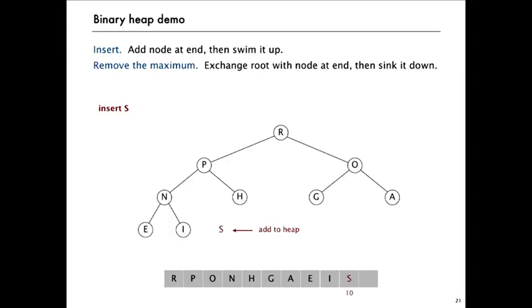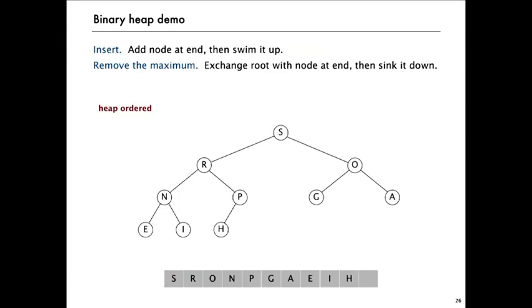Now suppose we insert S back into the heap. So that's adding it at the end, violates the heap order, exchange it with the parent who's smaller, and keep doing that until we get to a place where it's larger than its 2 children. In this case, S goes all the way up to the root, and it's all heap ordered again.